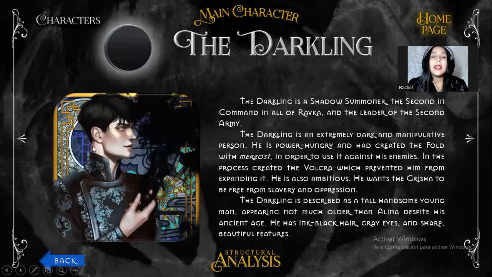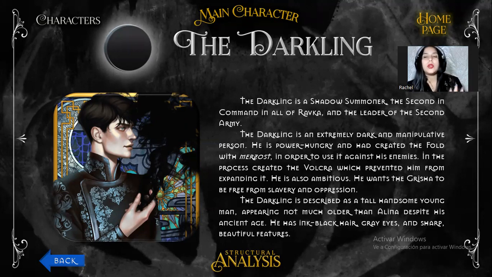Finally, the last character, who is the Darkling. He is the Shadow Summoner, the second in command in all of Ravka, and the leader of the Second Army. The Darkling is an extremely dark and manipulative person. He's power hungry and had created the Fold with Merzost in order to use it against his enemies. Merzost is a kind of magic very forbidden for Grisha people. In the process of making this Fold, he created the Volcra, which prevented him from expanding it.